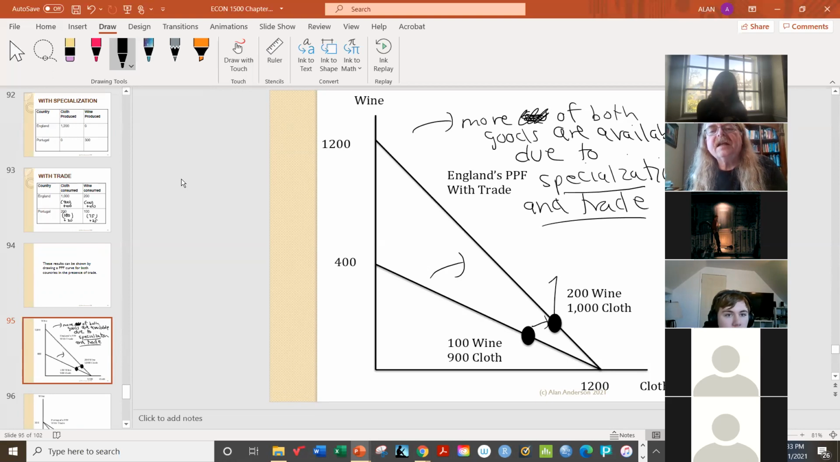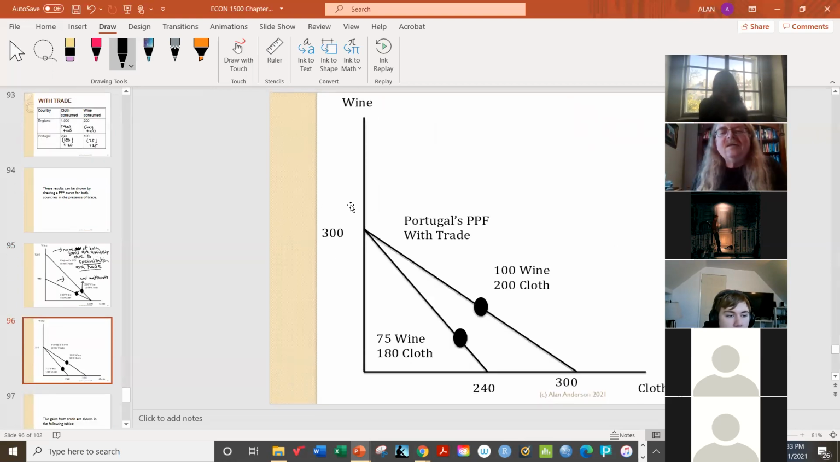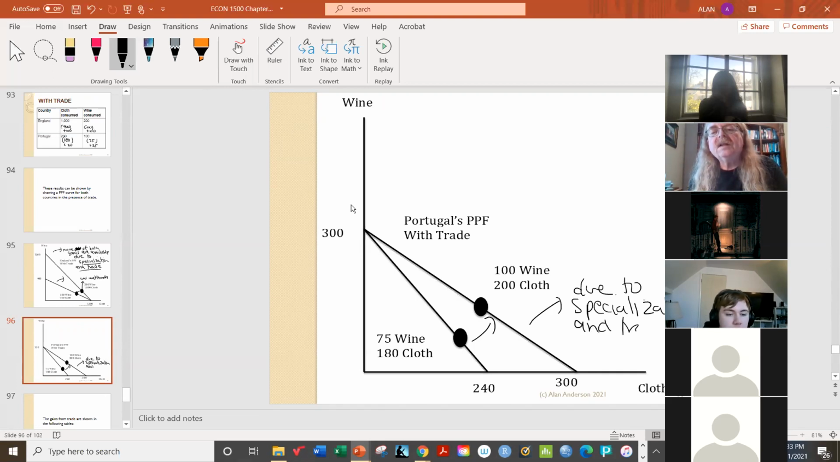Okay, so this used to be unattainable. Not anymore. And the same thing is happening in Portugal. What do you know? So we moved out to the right, and this is due to specialization. We don't have any more labor. We don't have any more land to grow the wine on. Due to specialization and trade, and it's the only thing that's different. How do you like that? So trade is shifting our production possibilities frontiers to the right, and it's all due to the specialization.